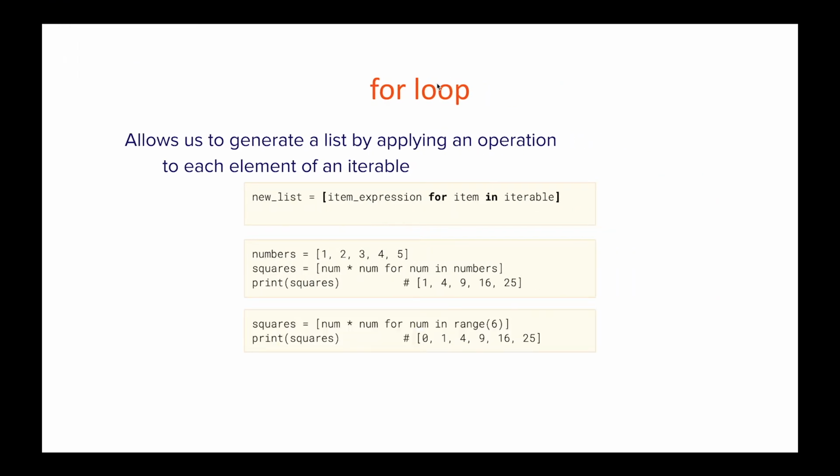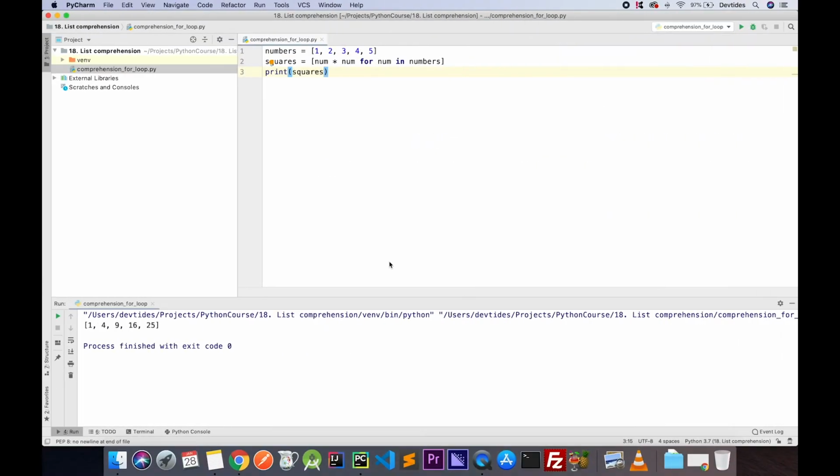For instance, a list comprehension for loop with a range. We said that anything that is an iterable works as well. So this time we are squaring every number in a range of 6, or we can do a range that is larger, but that is enough for now. So squares is going to be num multiplied by num for num in range of whatever you want to put here. Let me put 10.